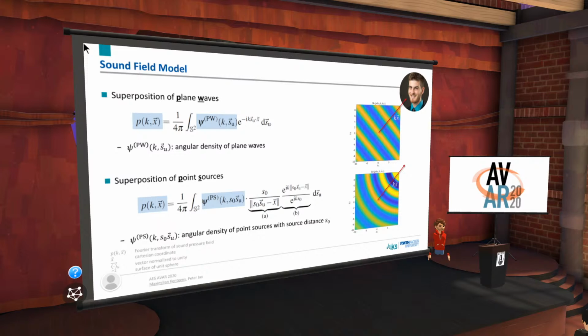The superposition of point sources is similar, but instead of a plane wave term, we have a point source term consisting of a phase term and an amplitude. Again, if we set psi point source to a direct impulse from one direction, we would obtain the sound field shown at the bottom right. But it's very important to see that there's a constant source distance s0 in this model.